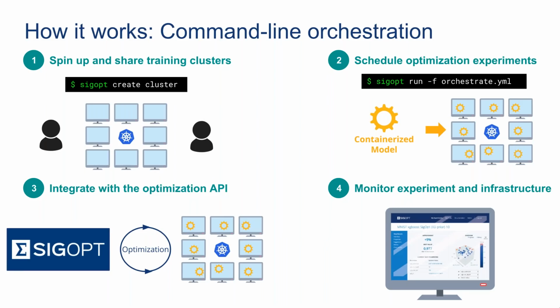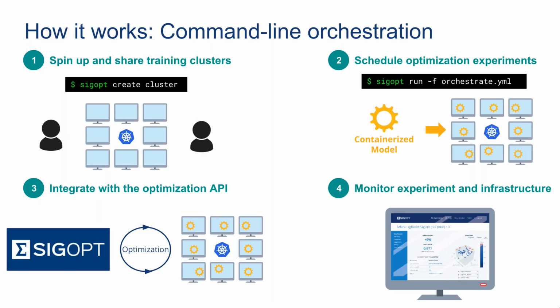First, you use our command line to launch a cluster of machines on your favorite cloud that you or your team will use to run your experiments. Then you schedule optimization experiments to get distributed to your cluster. This will run the containerized version of your model on multiple machines. Next, this automatically integrates with our tuning API to conduct hyperparameter optimization. And finally, you can monitor these experiments on the web as they progress, including the underlying infrastructure and more.